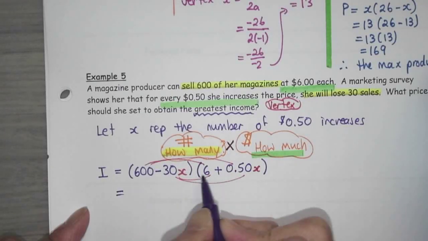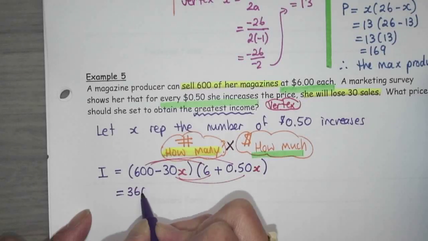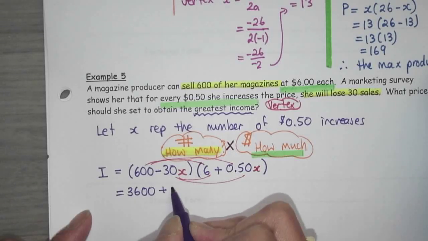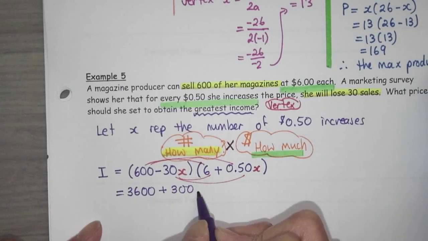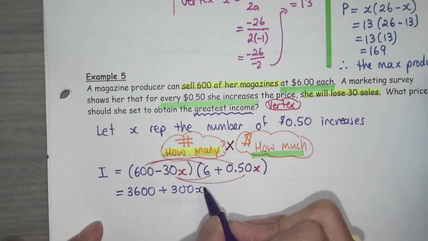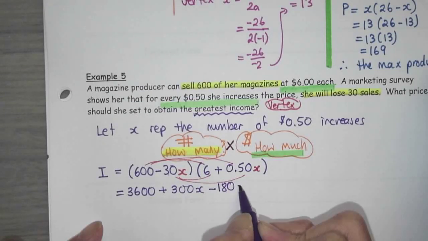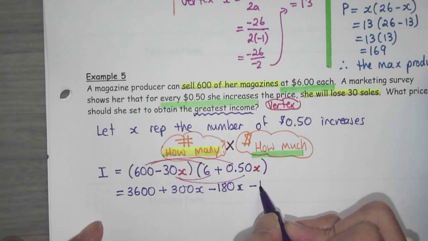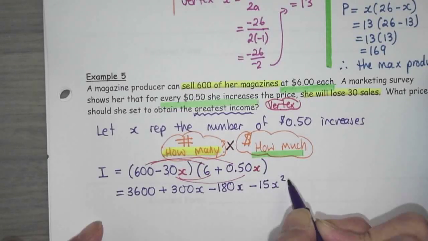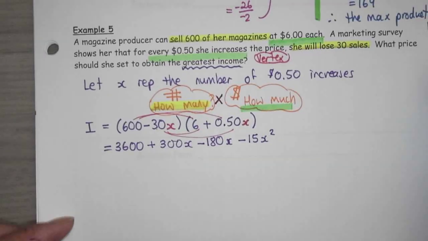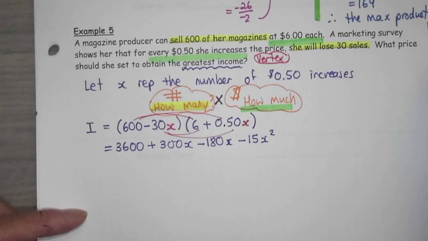I'm going to expand 600 times 6, so 3600. 600 times the 50 cents, so it'll be 300x. Negative 30 times 6, so it's minus 180x. And then negative 30 times that is negative 15x squared. And there we go. So it should be an x squared question. If it's not an x squared, something's wrong, because all we're doing in this whole chapter is quadratics.